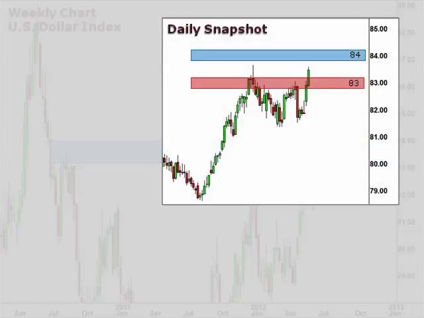Let's take a quick look at the daily chart. The daily chart reflects last Friday's break above 83, with 84 being the next upside target.